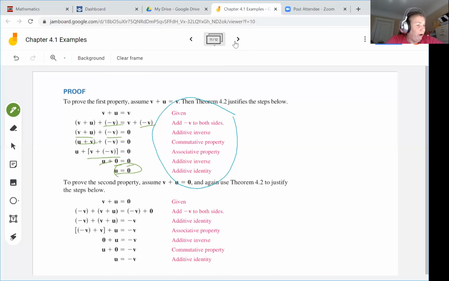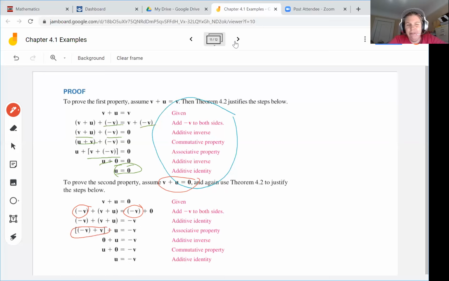All right, to prove the second property, the additive inverse is unique, you're going to assume v plus u equals 0 here. And then we're going to use similar steps. So we start with our given v plus u equals 0. And then we're going to add negative v to both sides. I'm going to add it on the left just to save some time here because my v is on the left. And then by regrouping, we can get negative v plus v plus u equals negative v.